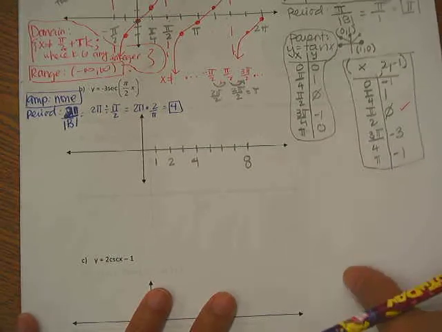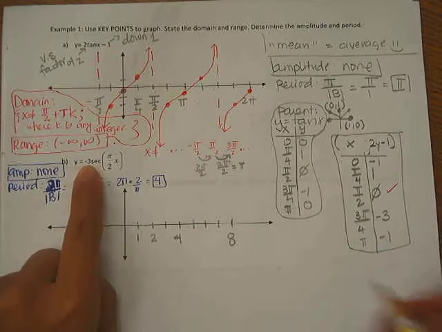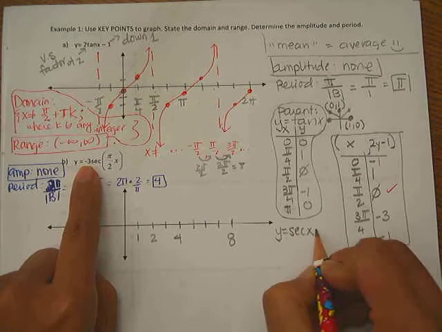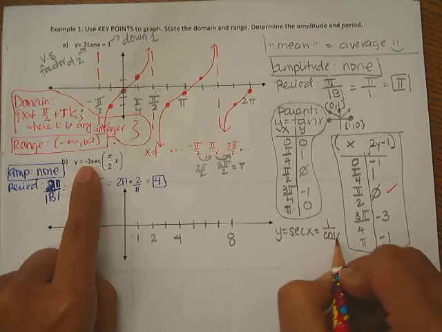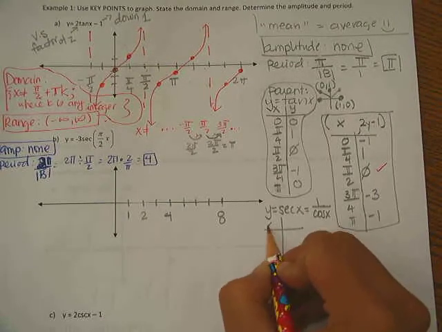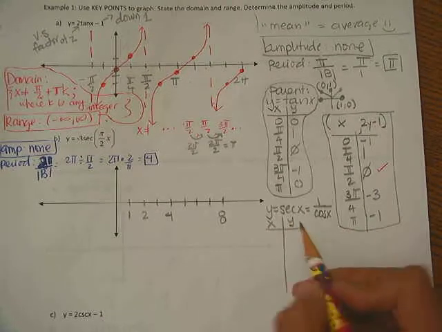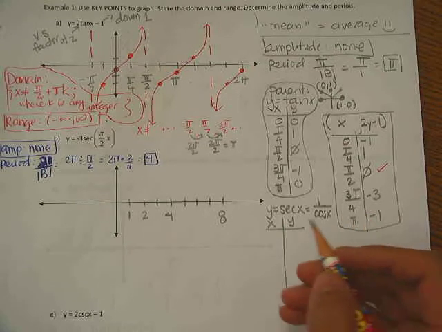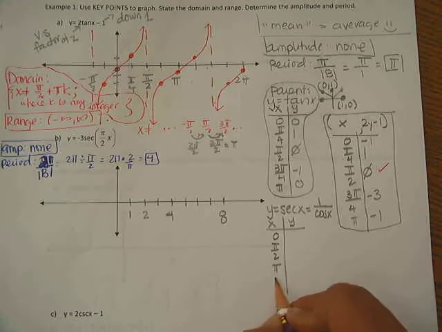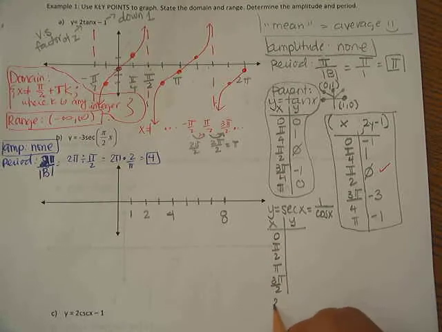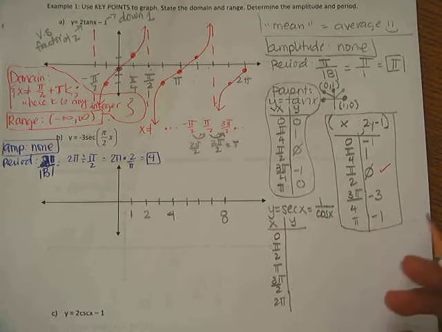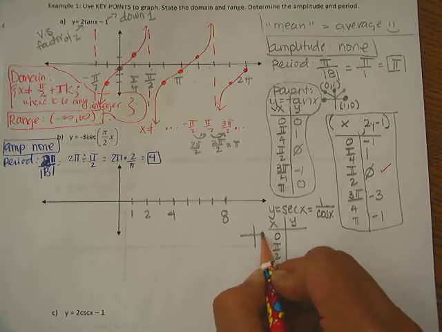Now let's make a table for your secant. So parent function is y equals secant of x. Secant is the reciprocal of cosine, so if you really wanted to, we can also do cosine. X and y. Here we go. Inputs: we're going to use 0, pi over 2, pi, 3 pi over 2, and 2 pi. These are my 5 inputs. We're going to find the 5 outputs for secant of x, the parent function. So at 0, here's my dot at 0.